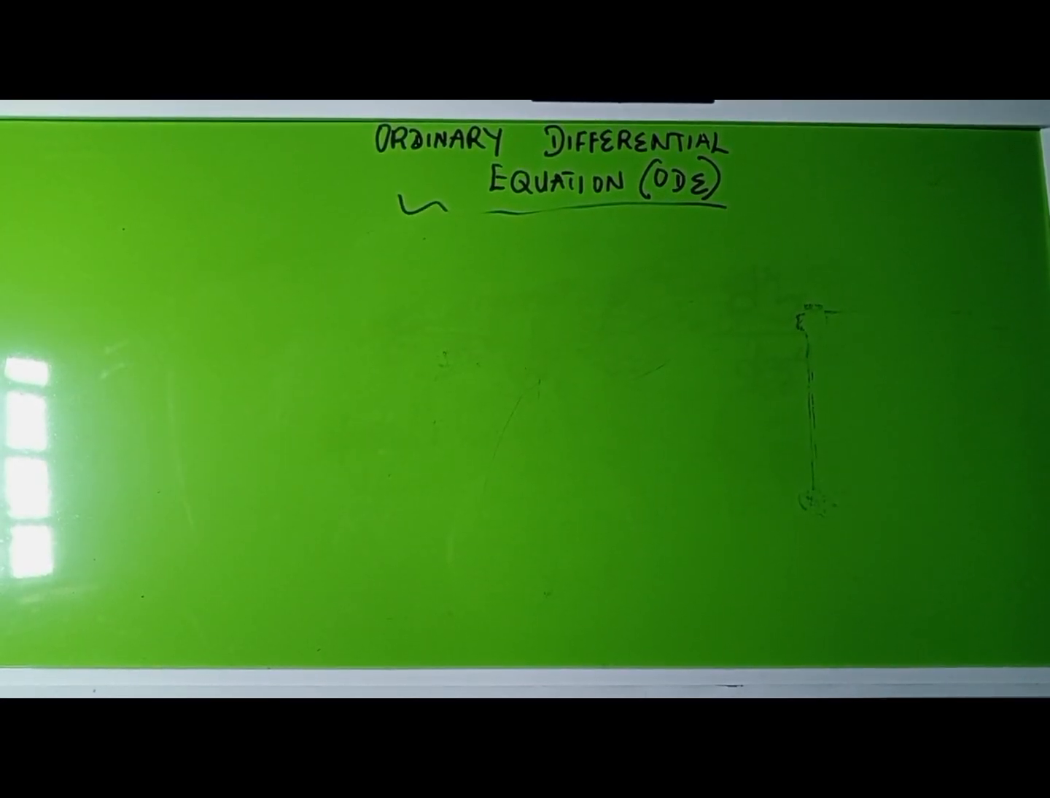Previously, we've talked about what an order is, what a dependent variable is, and what an independent variable is. Another thing we need to talk about is what is called the degree.